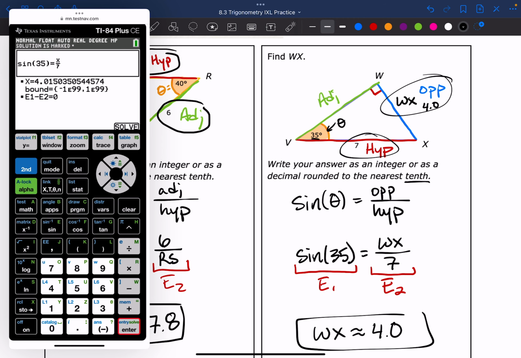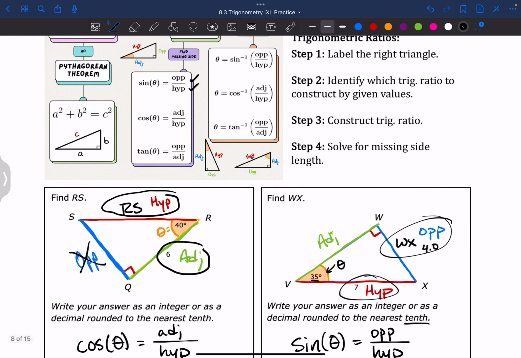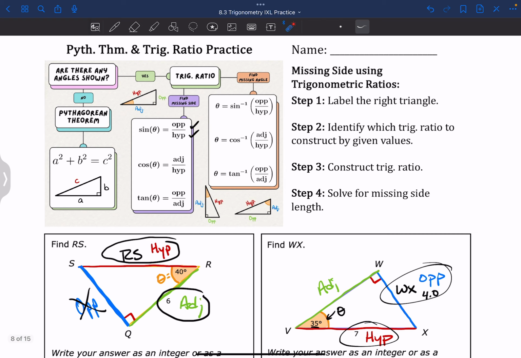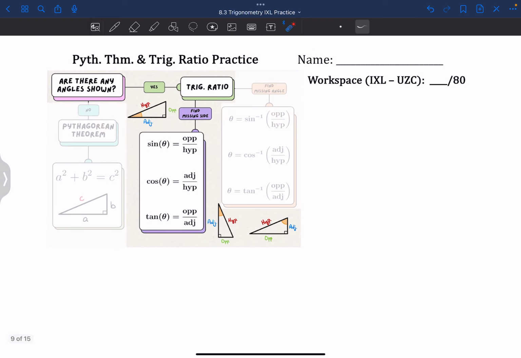There we go. So in all these examples, again, what did we do? We labeled the right triangle. We identified which trig ratio to use or to construct by the given values. Okay? What information is given? What information are you looking for? Construct that trig ratio and solve for that missing side length. And you can use numeric solver or you can solve it by hand. Either one is valid.